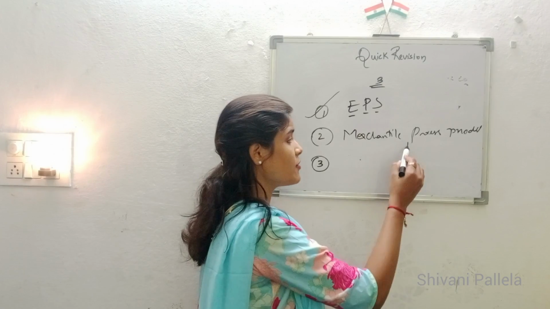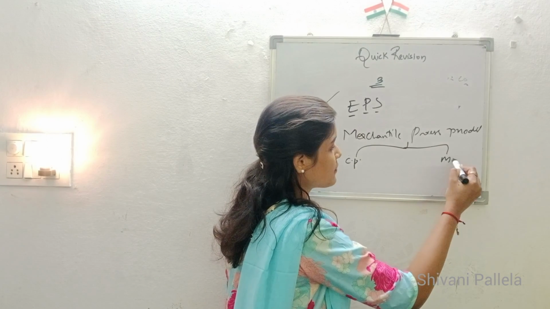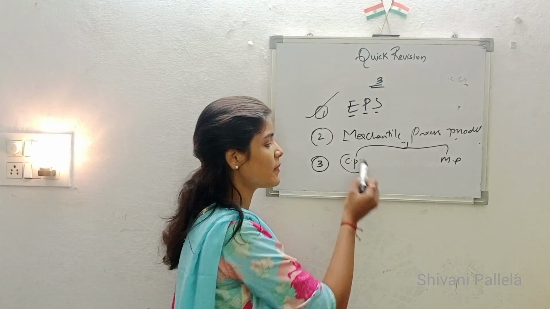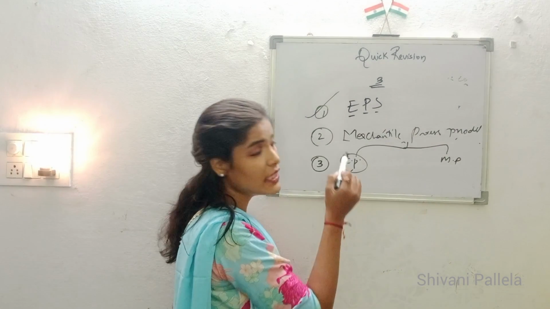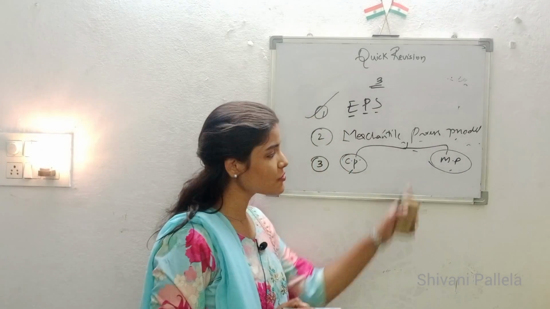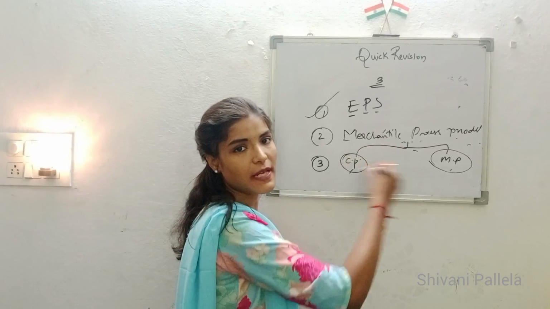Mercantile process model, you will have 2 types, students: consumer perspective and merchant perspective. If they ask mercantile process model from the consumer perspective, you should write only that answer. If they ask from the merchant perspective, you should write only that answer. If they ask only mercantile process model, you should explain both.